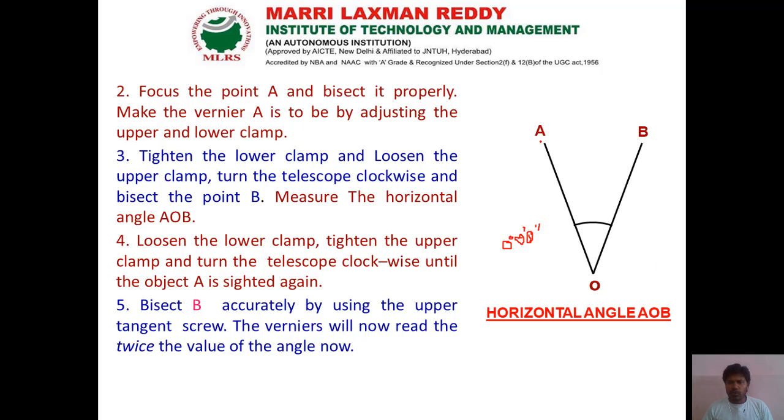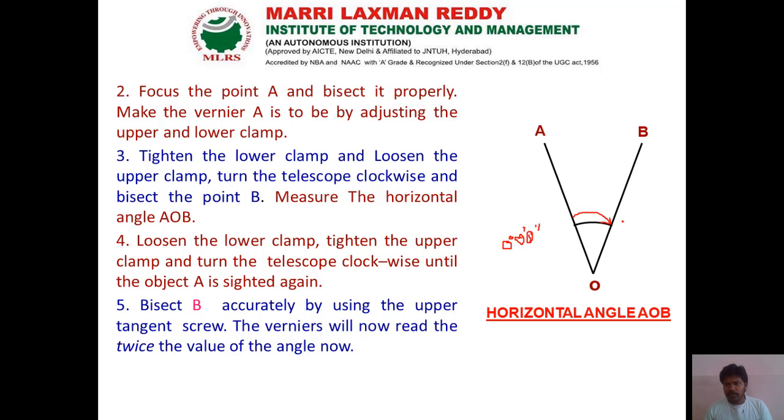So I have to bisect exactly to the point A. Next, I have to tighten my lower clamp screw and release my upper clamp screw, so that I am able to rotate my instrument by changing the readings in the vernier A and B. Now I can rotate my instrument in the horizontal plane, so that the readings change from 0 degree to some other values.